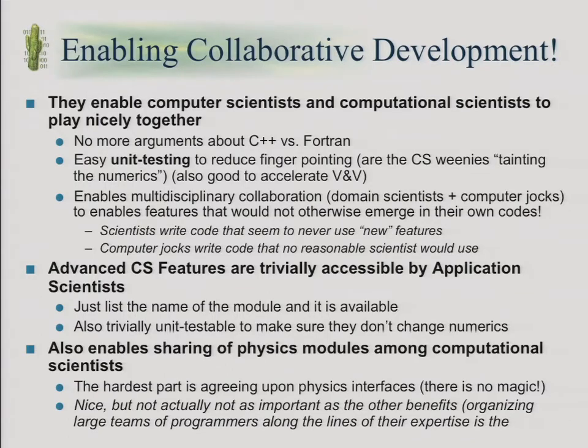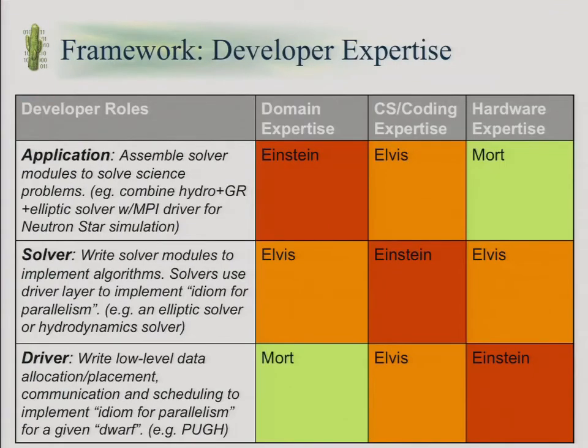So key, though, is being able to organize large teams of programmers along their lines of expertise. This is the development expertise diagram I was telling you about. In Parlab, there are performance programmers and productivity programmers. We organize ours along the lines of a Microsoft taxonomy. Einstein is an expert in it. Elvis means can dance, but not necessarily an expert. And Mort doesn't know anything about it.